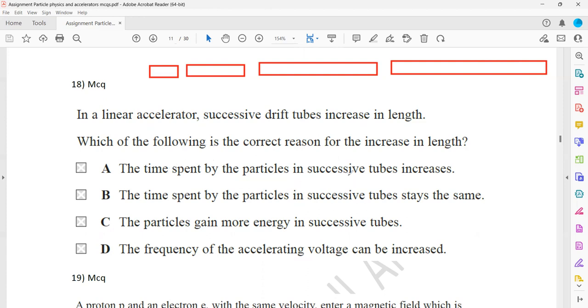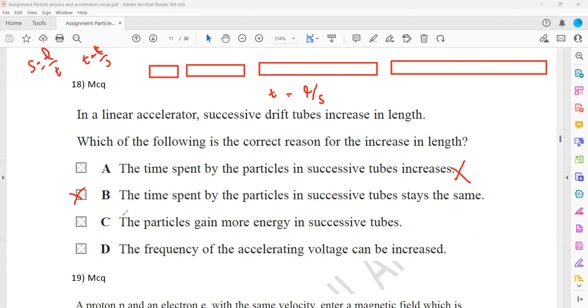The time spent by the particle in the successive tubes increases, that's wrong, because it will take the same time. Speed is equal to distance divided by time, so length of a tube divided by time. So time is length divided by speed. As the length is increasing, the speed will also increase, but the ratio will remain constant. The time spent by the particle in successive tubes stays the same, that's true.